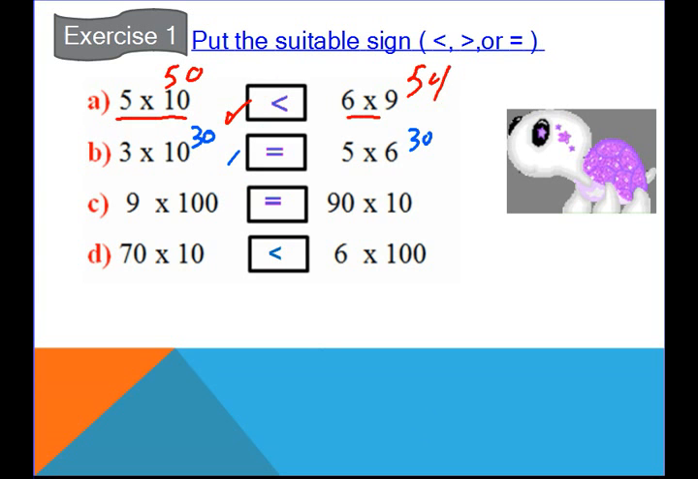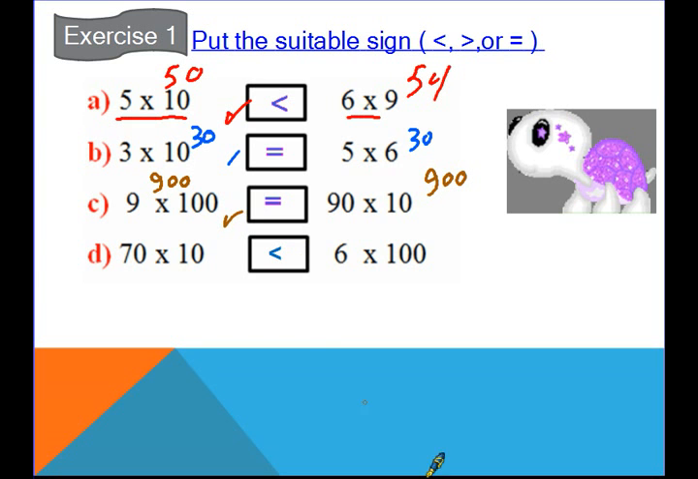Another example, 9 times 100 or 90 times 10. Let's solve. 9 times 100 equals 900. And 90 times 10 also equals 900. So 900 equals 900.